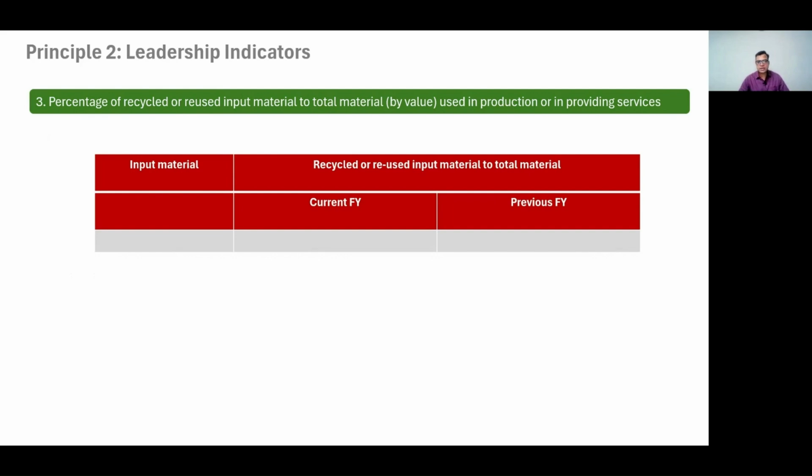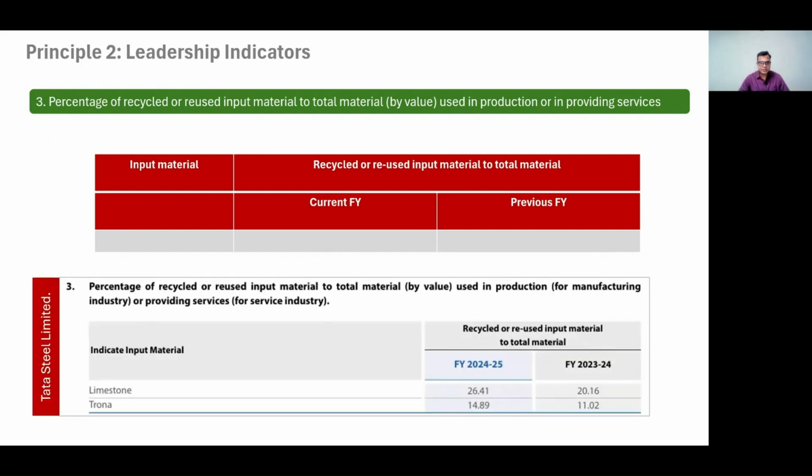So here in this indicator, it has to disclose how much of such packaging material is made out of recycled plastic. It asks the percentage by value. What will be the value of the recycled plastic? Ideally, it should be the value at which they have procured the recycled materials. So, for example, Tata Steel Limited has disclosed that it has recycled limestone and trona and reused it as input material to its total material.